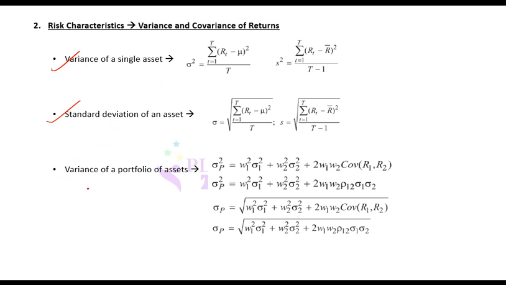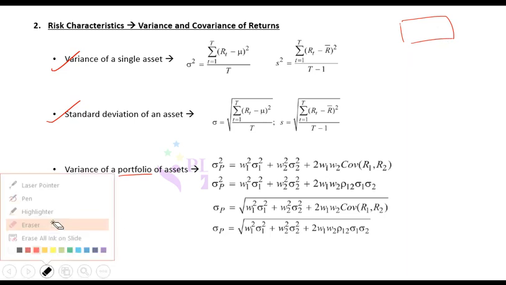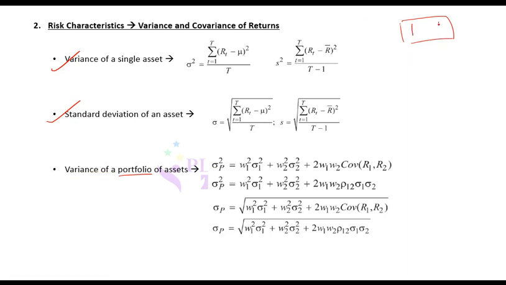Now the question is about calculating risk of a portfolio, or variance of a portfolio. So let's say that you have a portfolio of two assets X and Y. Or let's say 1 and 2 to be easier. So first asset and second asset, 1 and 2. So how do you calculate the variance of that portfolio?